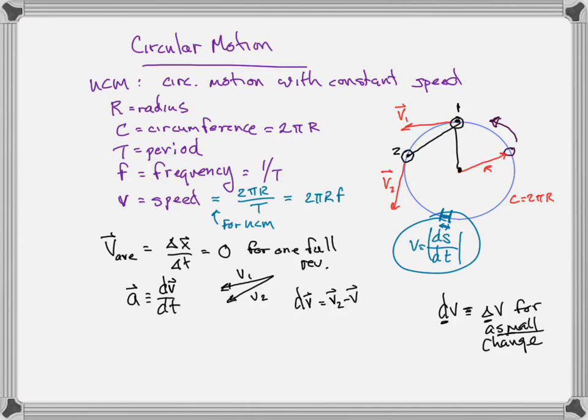So dv is v2 minus v1. How do I do v2 minus v1? Let me go to the next page. I have v1, and just an instant later, so it's just a small change, I've got v2.